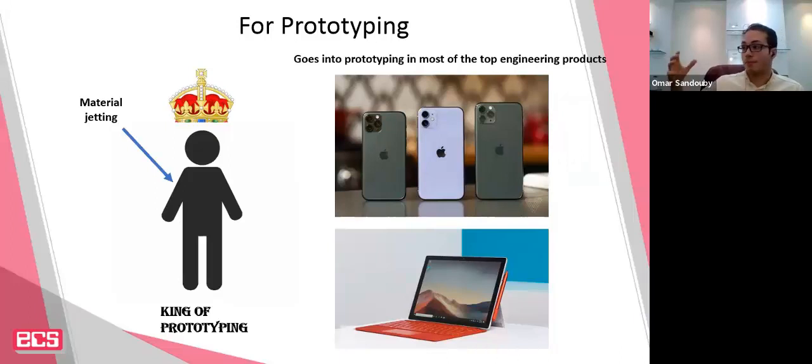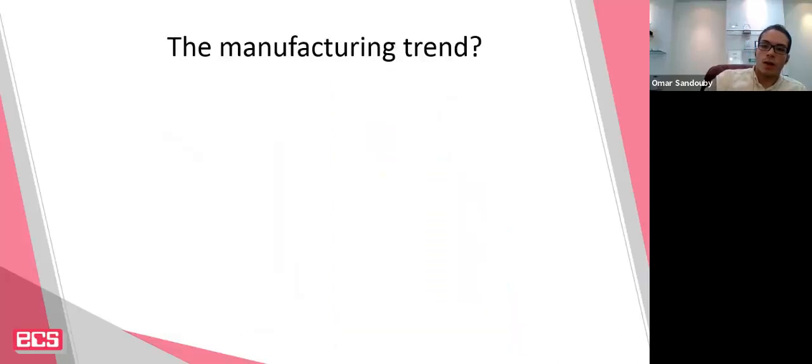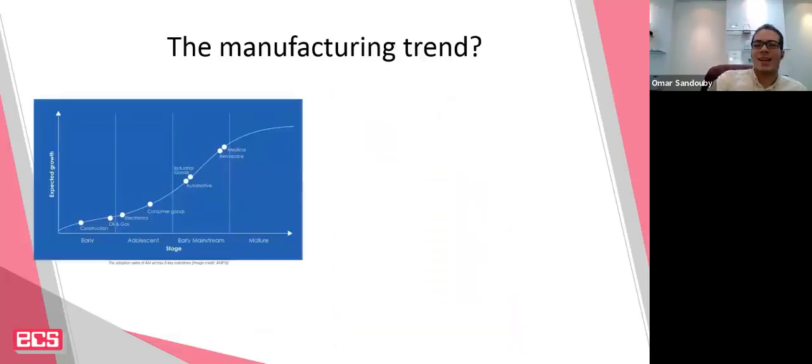So most of the engineering products that you see around you, whether they're the newer ones like iPhones or the newer tablets or laptops, I can assure you that most likely material jetting was the technology used in the prototyping stage. But overall, we saw last time that 3D printing, even though it really complements the prototyping stage, we're now trying to move into manufacturing rather than just sticking to prototyping.